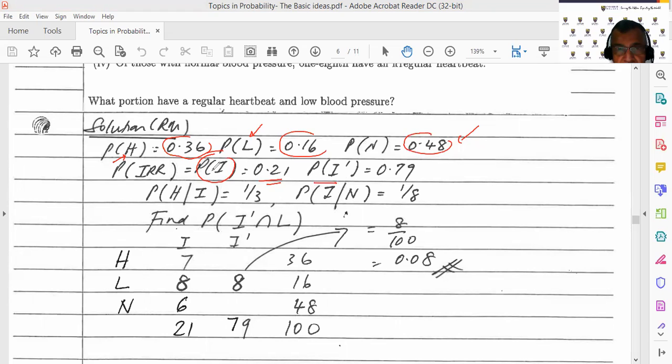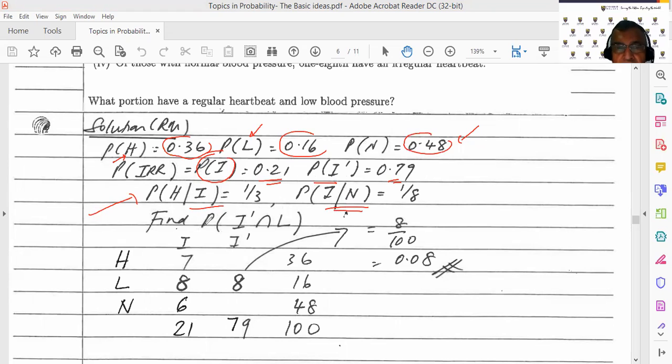The irregular heartbeat is 0.21. That means a regular heartbeat, that means not irregular, I prime, will be 100 minus 21, which is 79. So these probabilities you can write out yourself. I've already told you about it.